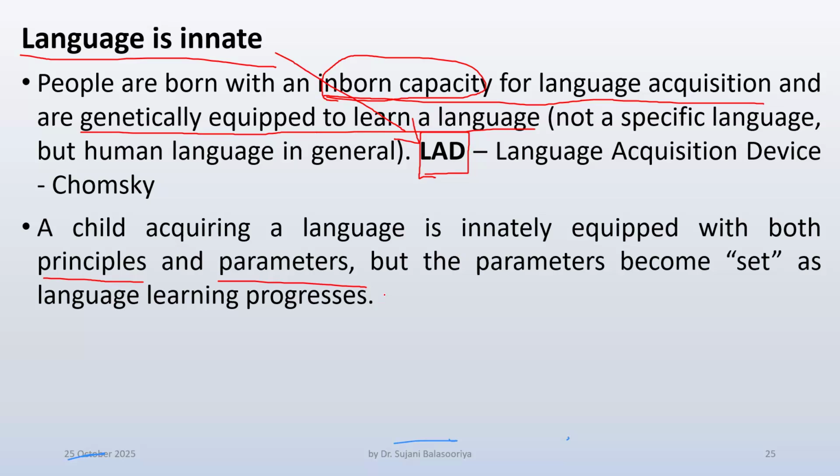Okay, so here if I come back to this point, usually a child has both principles and parameters. But these parameters become set, meaning fixed, as the child acquires the language. These parameters become clearer and fixed. Until that, just the principles and parameters exist. Especially parameters become clearer, become fixed when the language learning process continues. That's the idea.